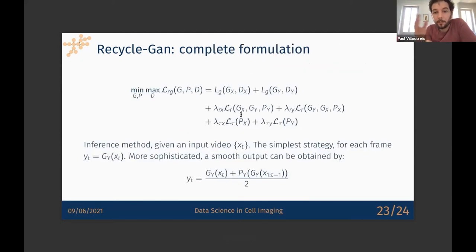The complete formulation is the trade-off between all those losses. The first one is the discriminative loss on the encoding part and decoding part. Then the recurrent losses that train the temporal predictors, PY, PX, and then you have the recycle loss, so how your temporal predictor is consistent with the encoding decoding. And that way you can predict how Barack Obama will speak like Martin Luther King.